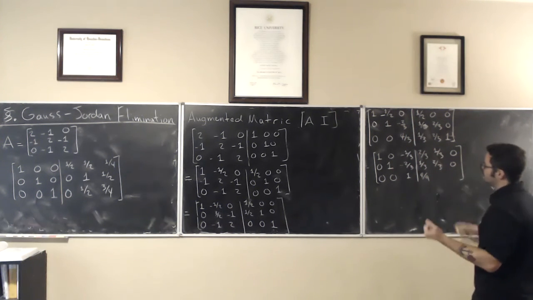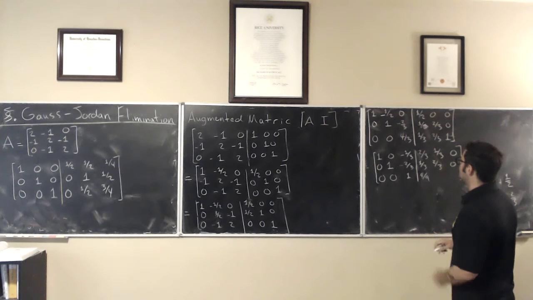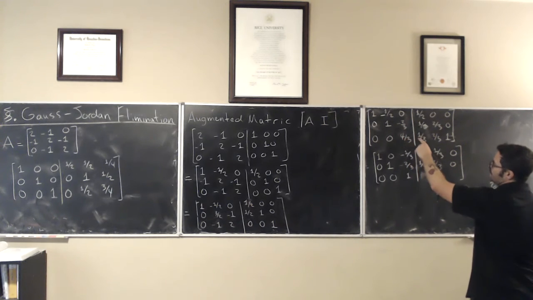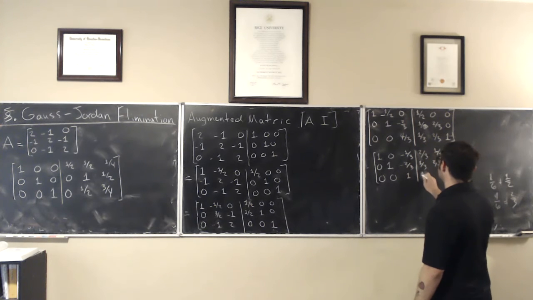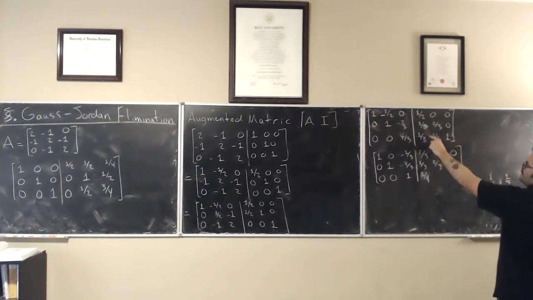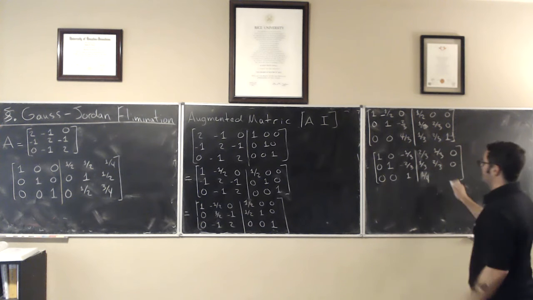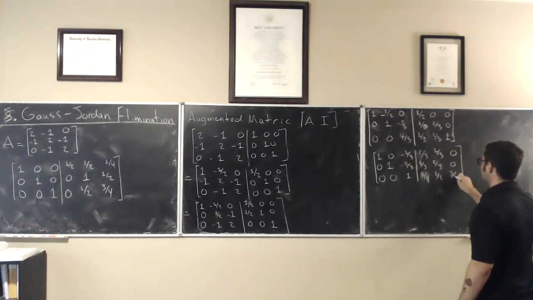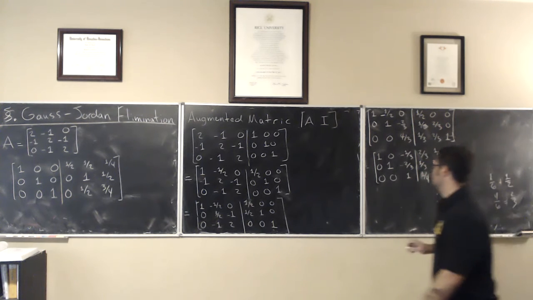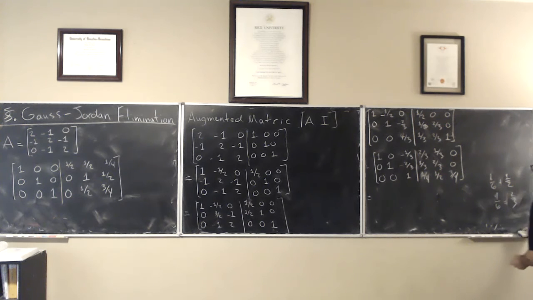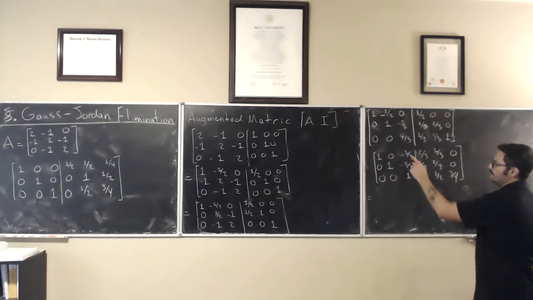4/3 times 1/3. Oh, wait a minute, no. I'm multiplying by 3/4 to make that a 1. So 3/4 times that is just 1/4. 3/4 times that is just 2/4 or 1/2. 3/4 times that, 1. So now, if I'm very careful, I can do this all in one go to get rid of that and that.